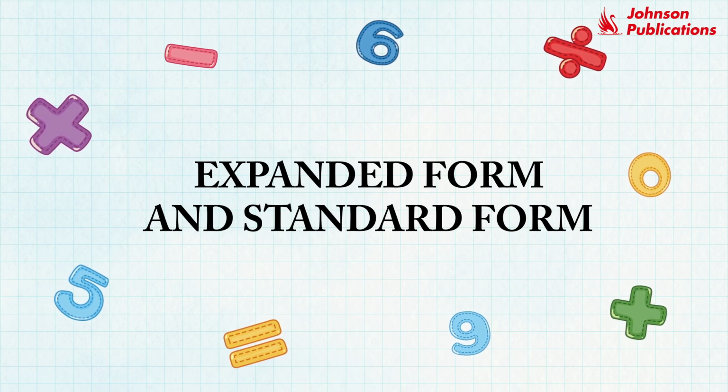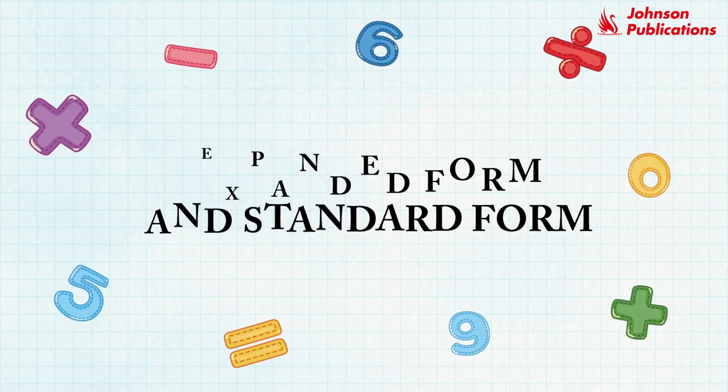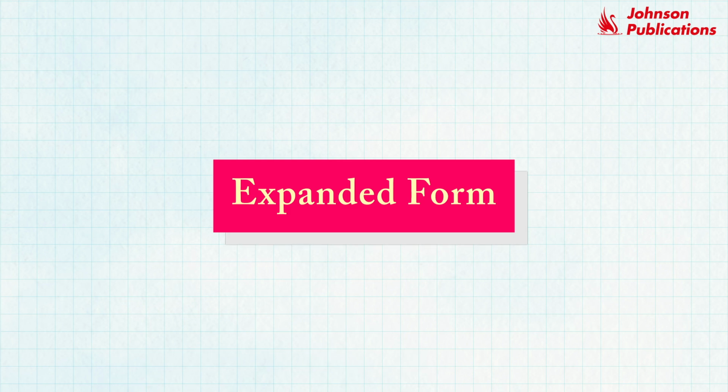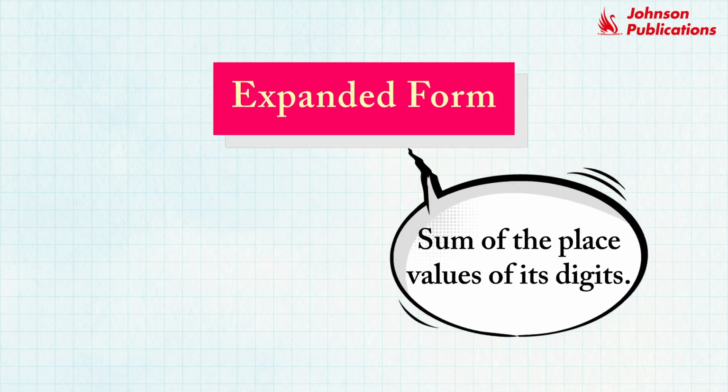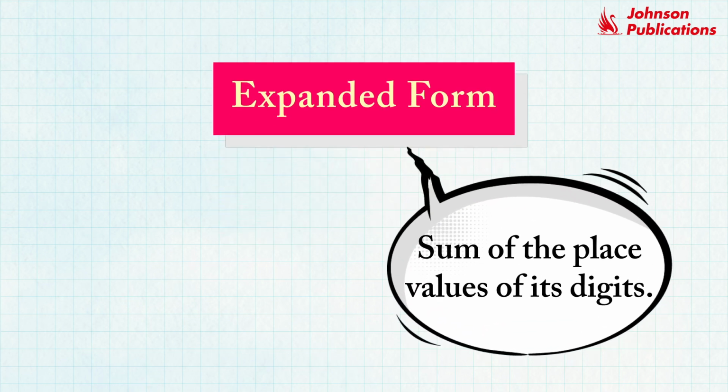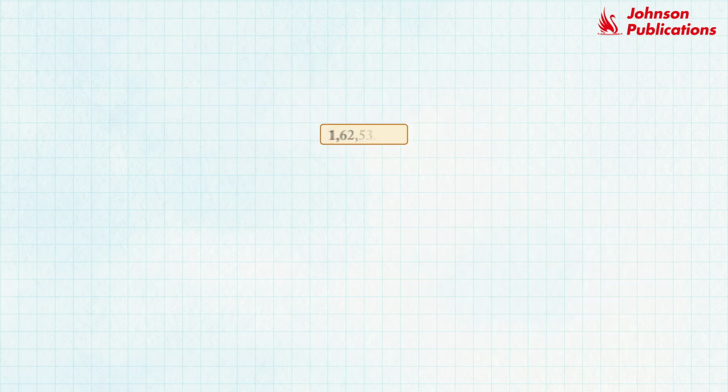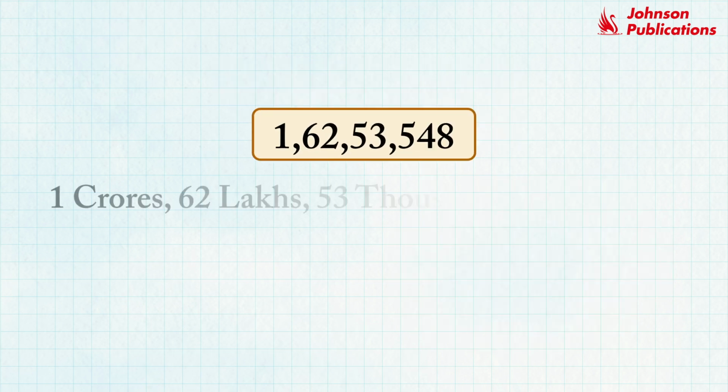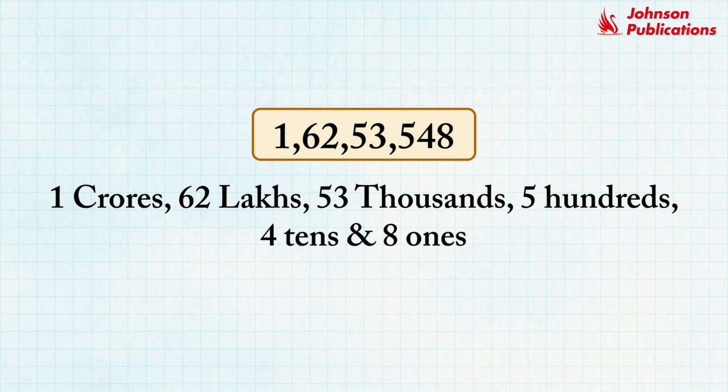Expanded form and standard form. Expanded form is a way to express a number as the sum of the place values of its digits. For example, this number has 1 crore, 62 lakhs, 53 thousands, 5 hundreds, 4 tens, and 8 ones.